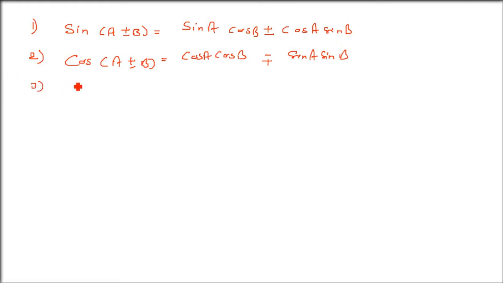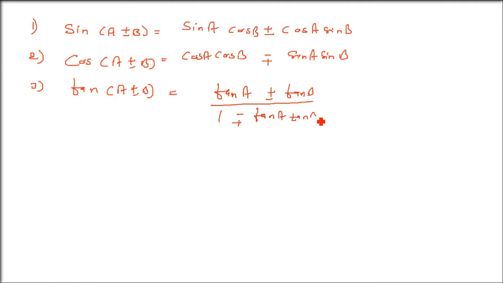There are certain others like tan(a plus minus b). This will be tan a plus minus tan b. I am telling you both plus and minus in the same relation. The denominator will be 1 minus plus, left plus, right minus. So 1 minus plus tan a tan b. Okay, this is the third one. Then the fourth one is tan a plus minus tan b.